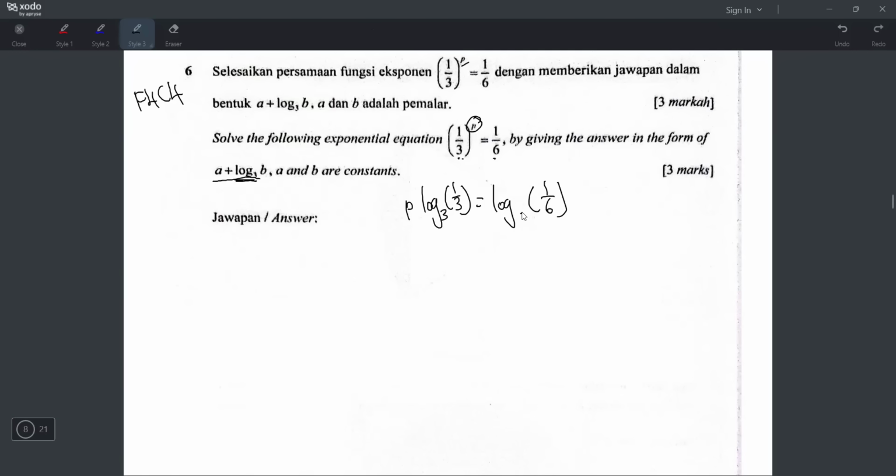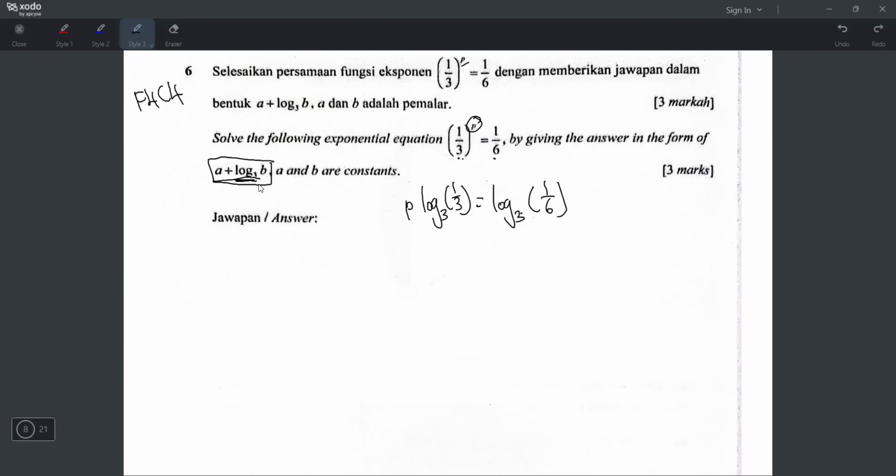I will use base 3. And I'm sure you know why. Because they want the answer in the form of a + log b base 3. I read that already. They already said your answer has to look like this: some random number, which is a, plus log b base 3. So imagine if I use base 10 here, then there's no chance for my answer to be like that. You understand? So you want to work towards this because the answer will look like this. That is why I use base 3.